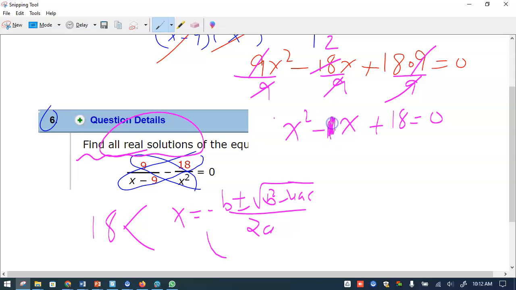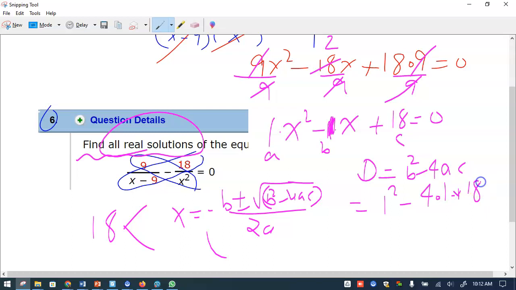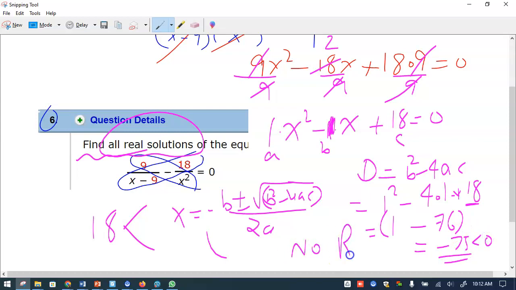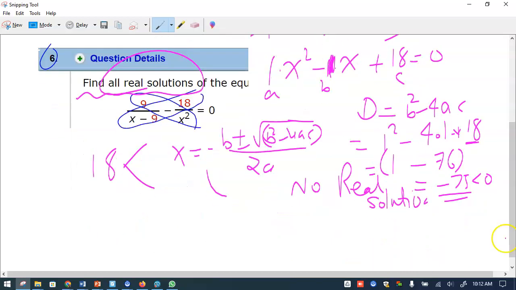So if this is a, b and c, you use the discriminant, which is the part inside the radical sign, b squared minus 4ac. If you work this out, it becomes 1 squared minus 4 times 1 times 18. So eventually you get 1 minus 72, which is negative 71, and that means there is no real solution. So you can just type there, no real solution.